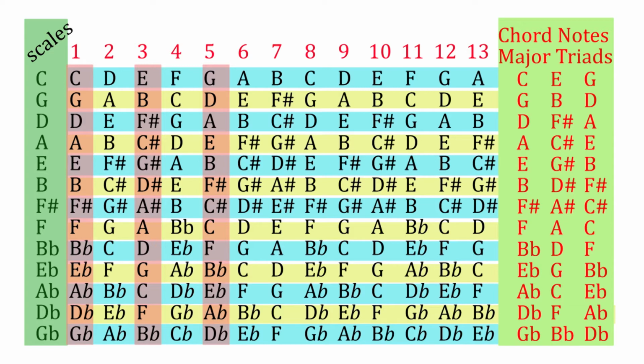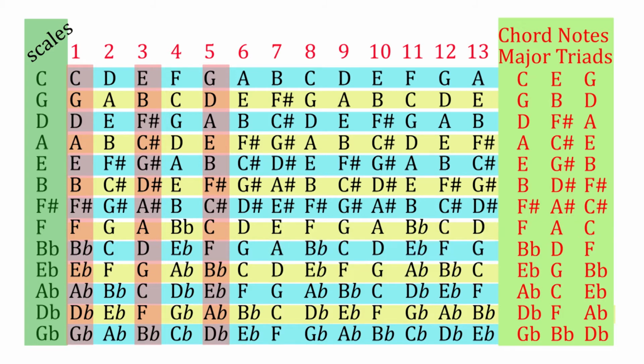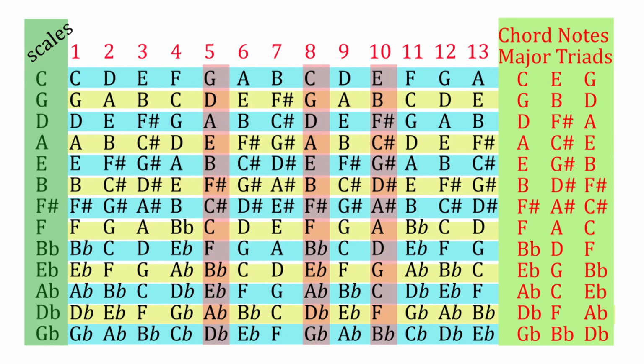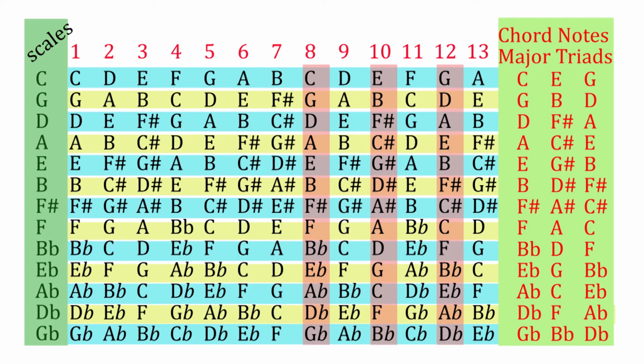So a triad is the root, the 3rd and the 5th of any scale and is named according to the root note. For example, these are the notes of the F major triad. These triads are in root position. Now if you take the lowest note and move it up an octave, it is still the same triad, but it is in what we would call the first inversion. If you do the same and take the lowest note and move that up an octave, then the chord is in the second inversion. The third inversion brings us back to the start an octave higher.